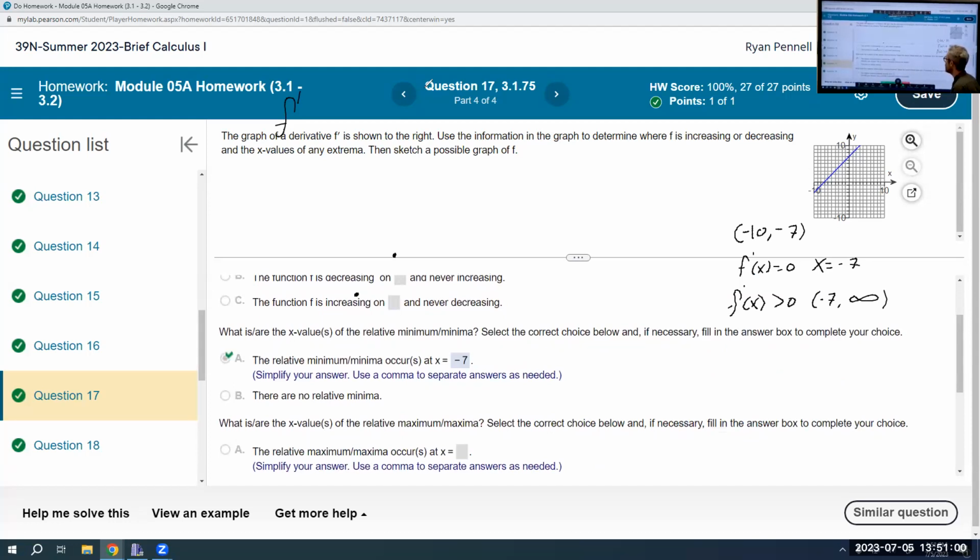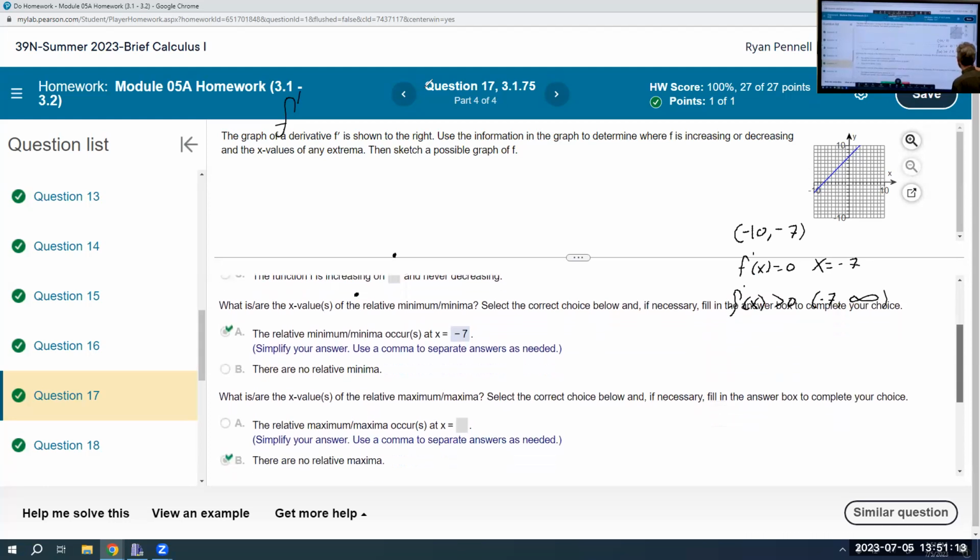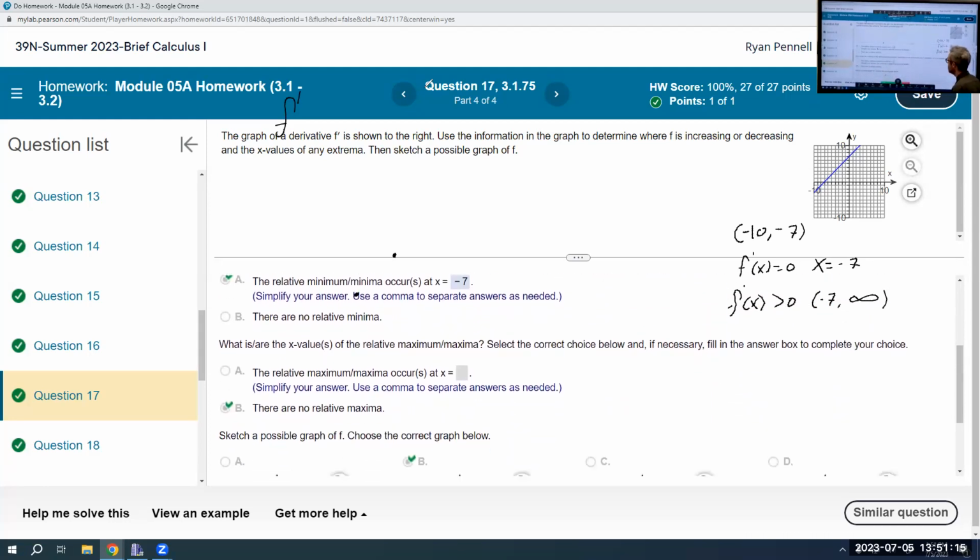What is the x value of the relative minimum? We saw that the derivative was 0 at x equals -7 for my numbers, wherever it hit 0 on that graph, the x-intercept for the derivative. What's the relative maximum? We didn't have this. There's no relative maximum for that.